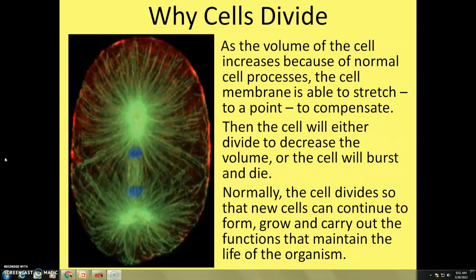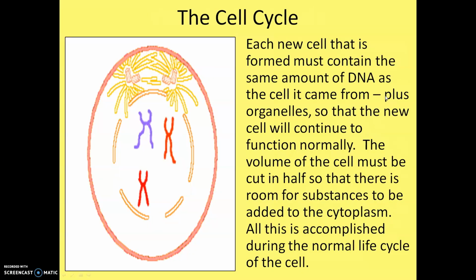So the cell does need to divide or die, like we just said, and normally the cell divides so that new cells can continue to form, grow, and carry out the functions that maintain the life of the organism. So the cell will divide, and then that cell will live its life, and then it divides, and it divides. And that's how organisms really grow in size.